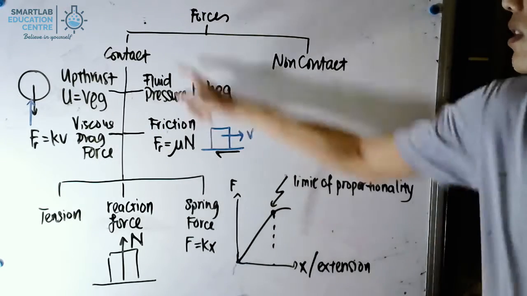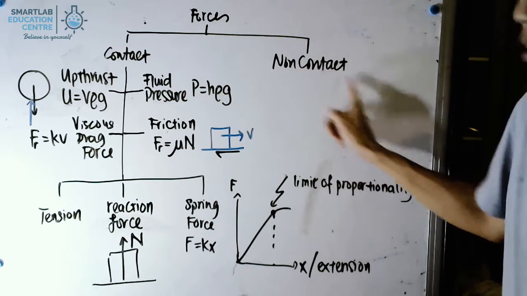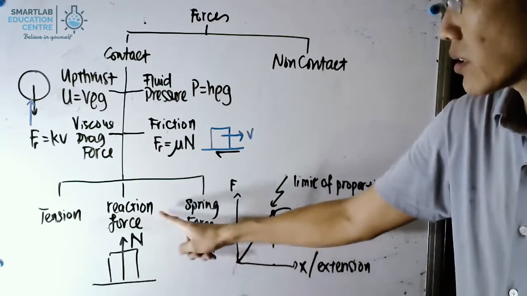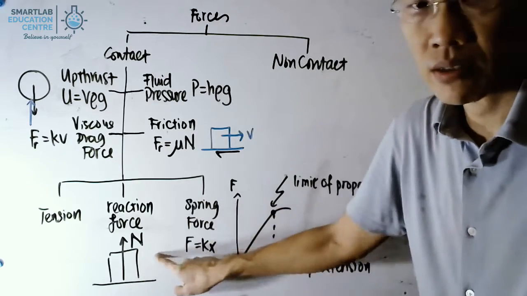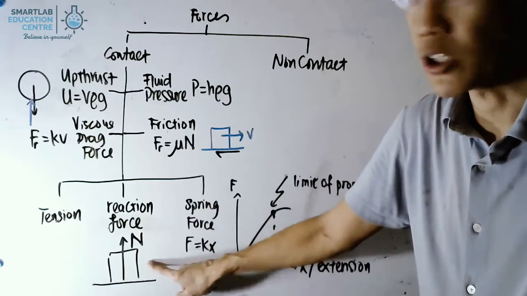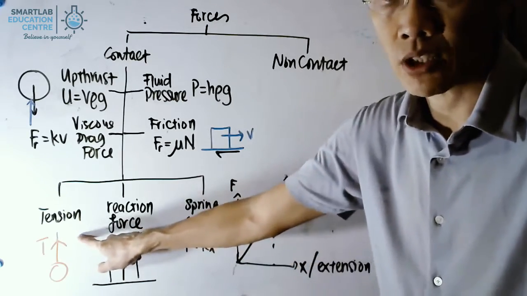There are two types of forces, contact and non-contact. For contact forces, let us start off with the familiar one, which is actually your reaction force. So when an object sits on the ground, the ground has a reaction force on the object. Tension is another contact force.